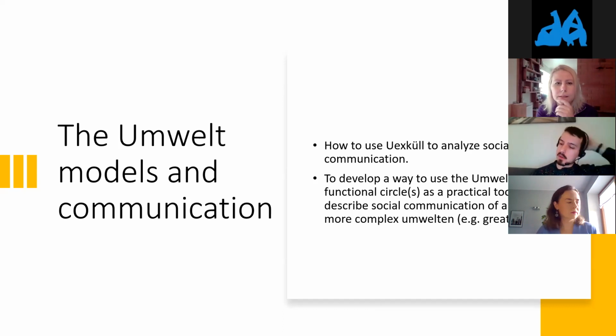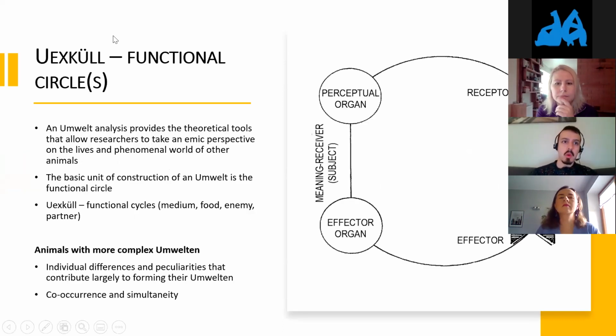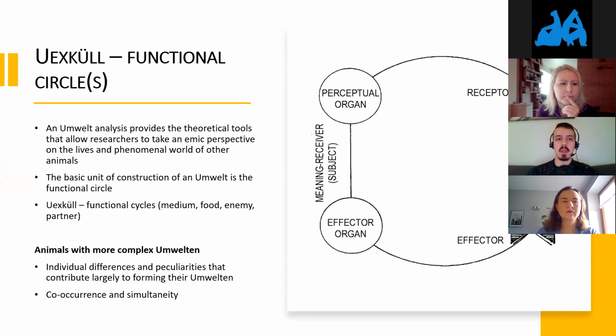Now, one of the core features of the Umwelt, as you probably know, is the functional circle that can be understood as a basic model of semiosis, or how meaning is generated. And why we want to use the Umwelt model in the first place to analyze social communication is that it allows researchers to take an emic perspective into the lives of other creatures. Therefore, in a sense, leaving aside a more anthropocentric and anthropomorphic approach.